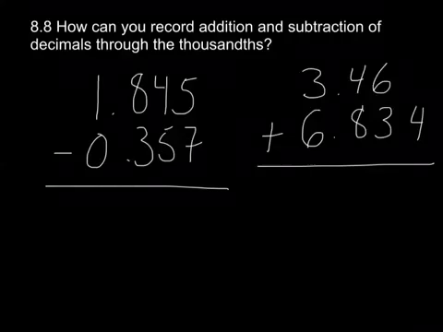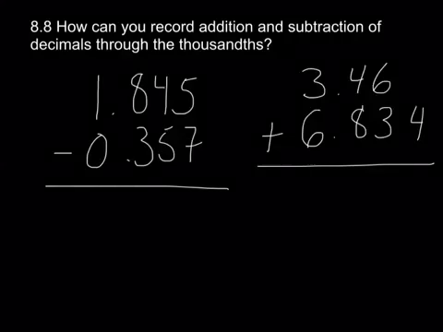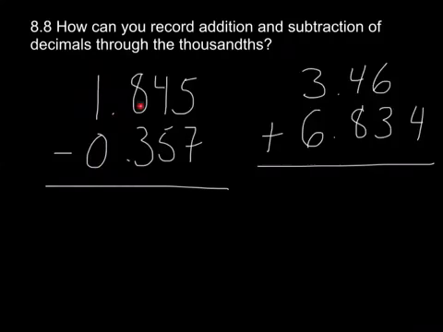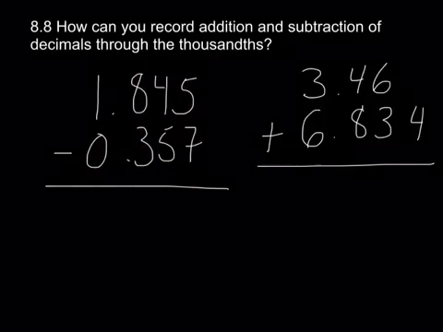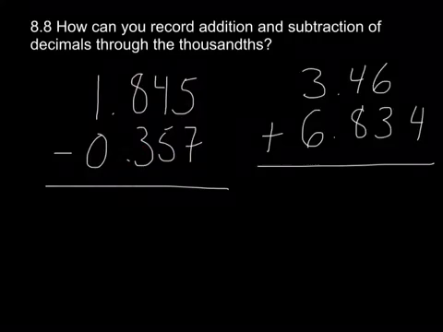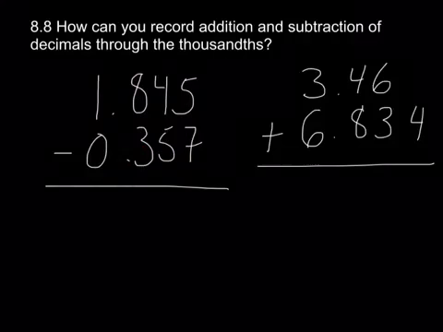Let's do a quick review of place value. This is the ones place. Here's our decimal. Here's the tenths place, the hundredths place, and now we're working with the thousandths place. It works just the same as when we did through the hundredths place. So this shouldn't be too terrible.